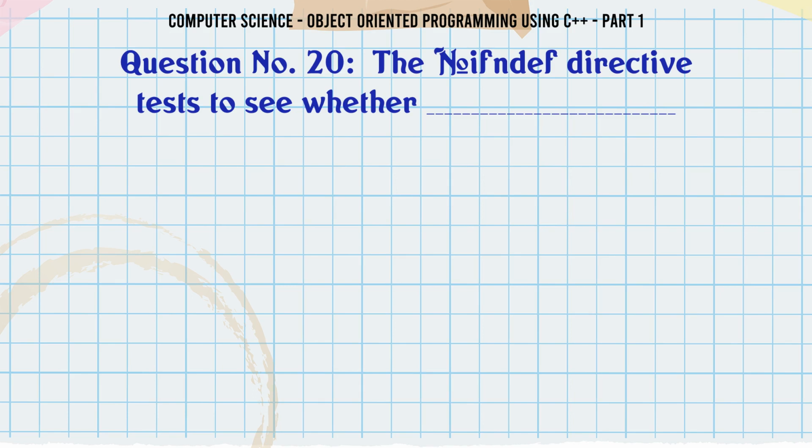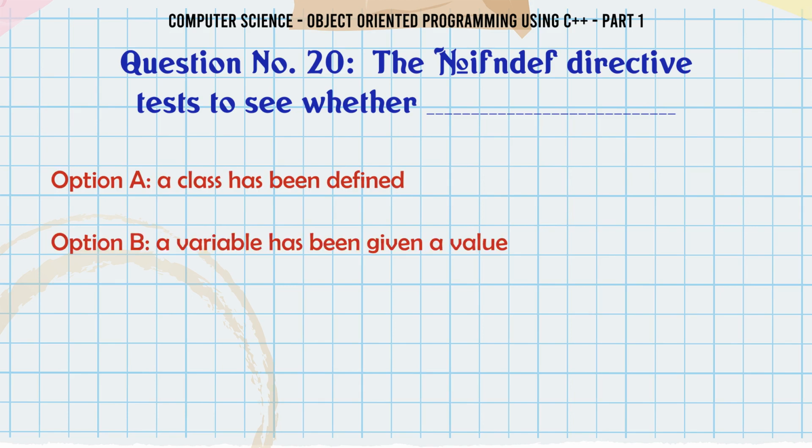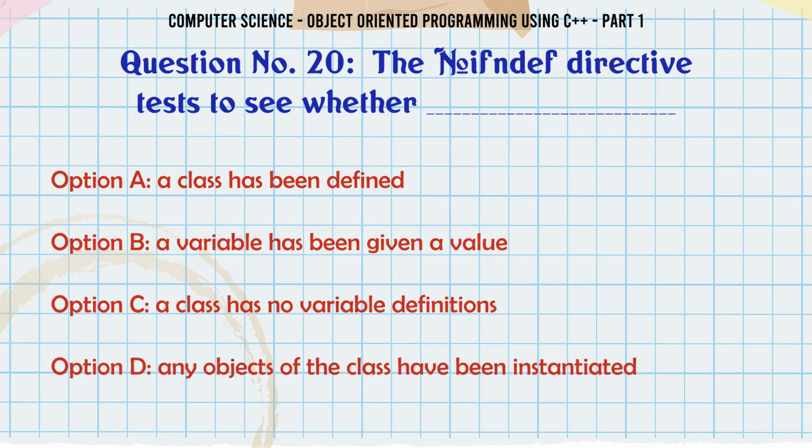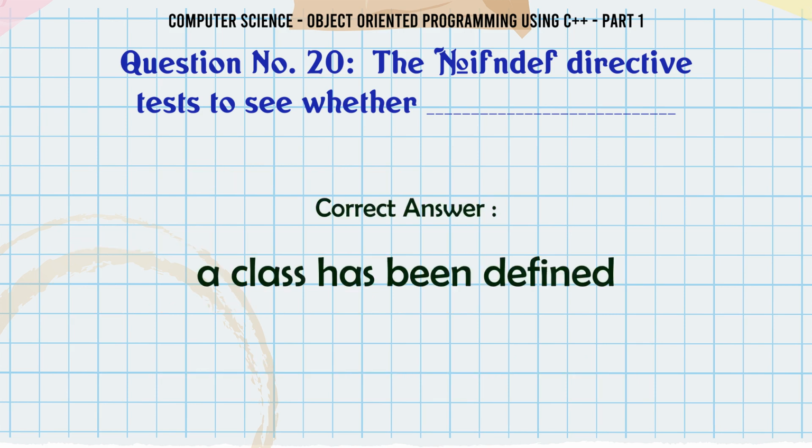The #ifndef directive tests to see whether blank. A. a class has been defined. B. a variable has been given a value. C. a class has no variable definitions. D. any objects of the class have been instantiated. The correct answer is a class has been defined.